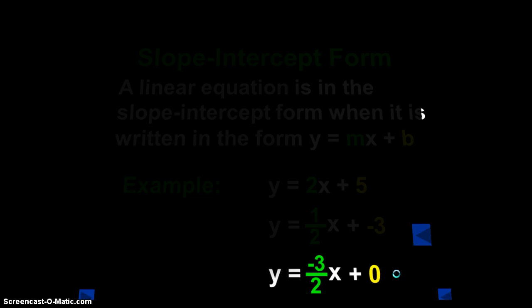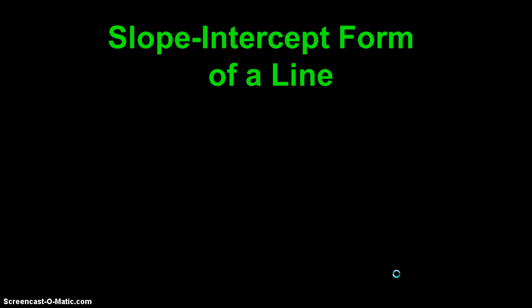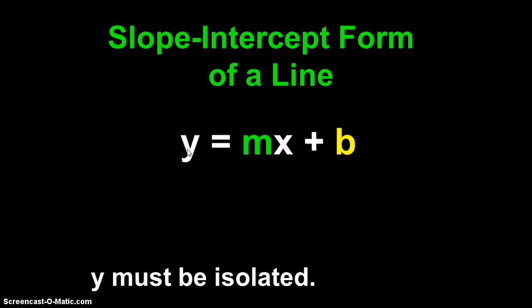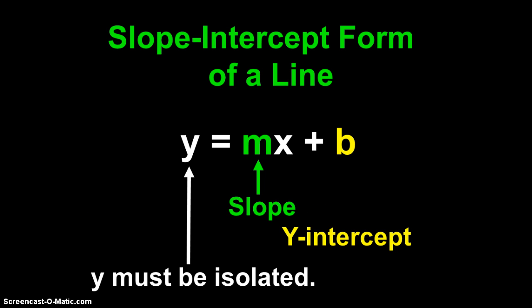Let's look at some other slides. Okay, slope-intercept form of a line. So in order to make an equation in slope-intercept form, we must isolate y, and m will be the slope, and b will be the y-intercept.